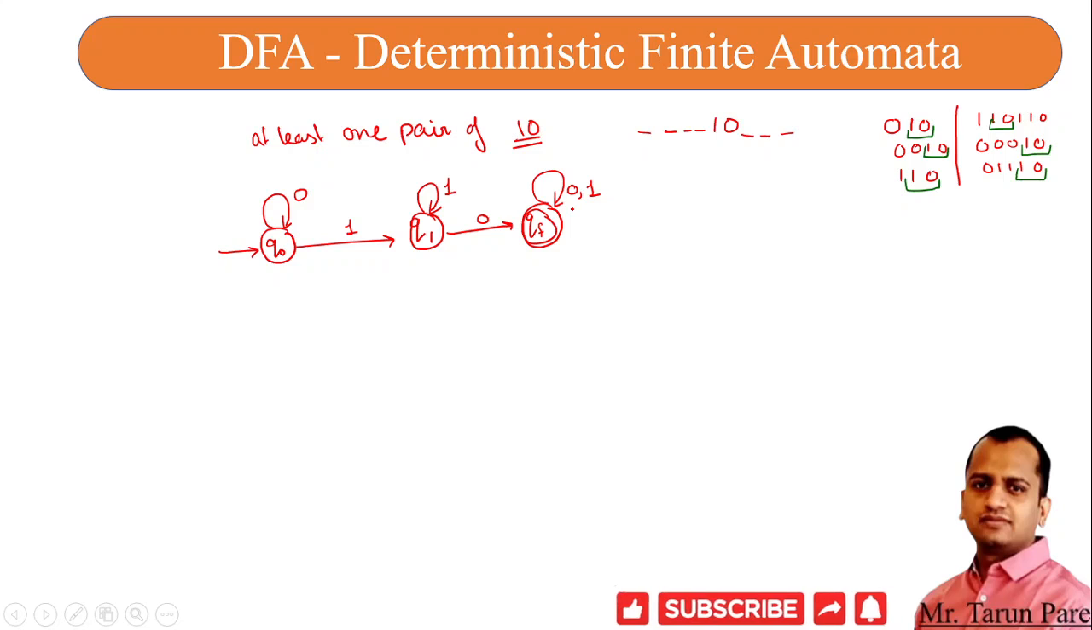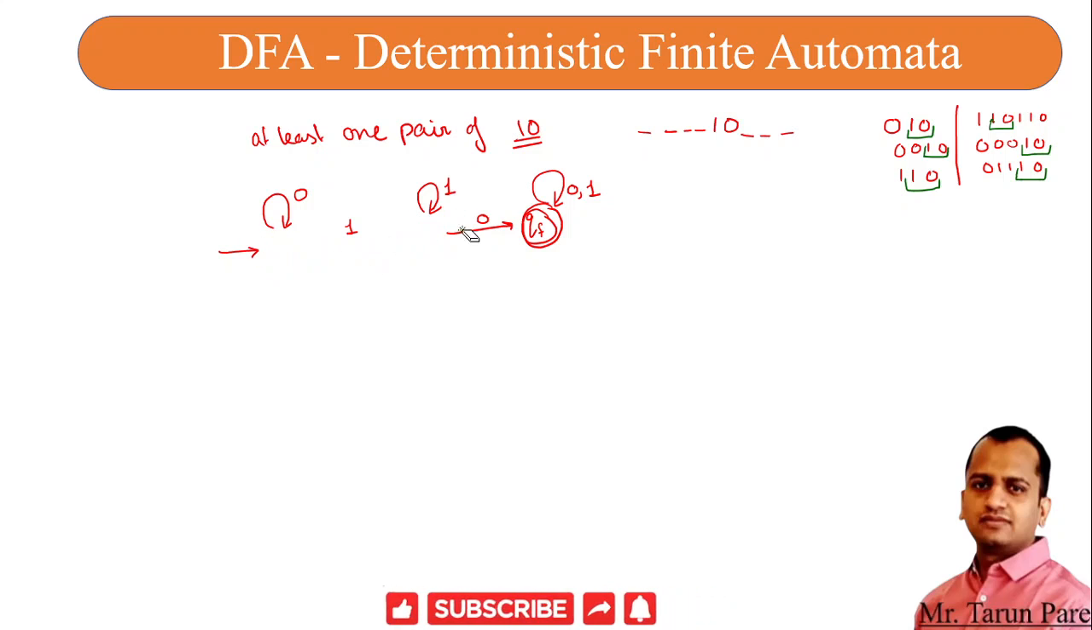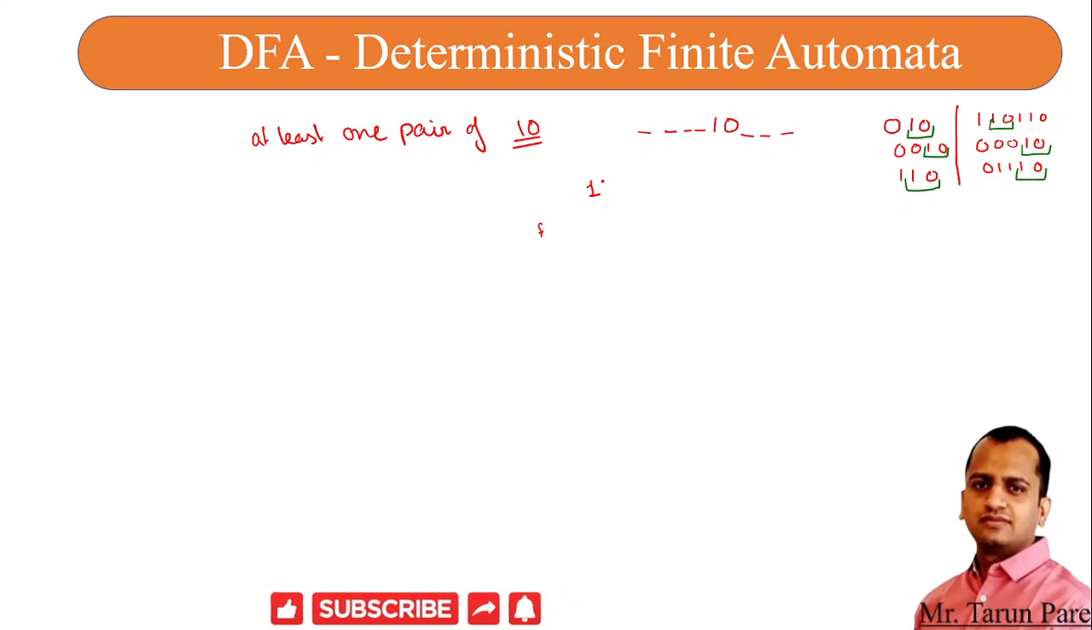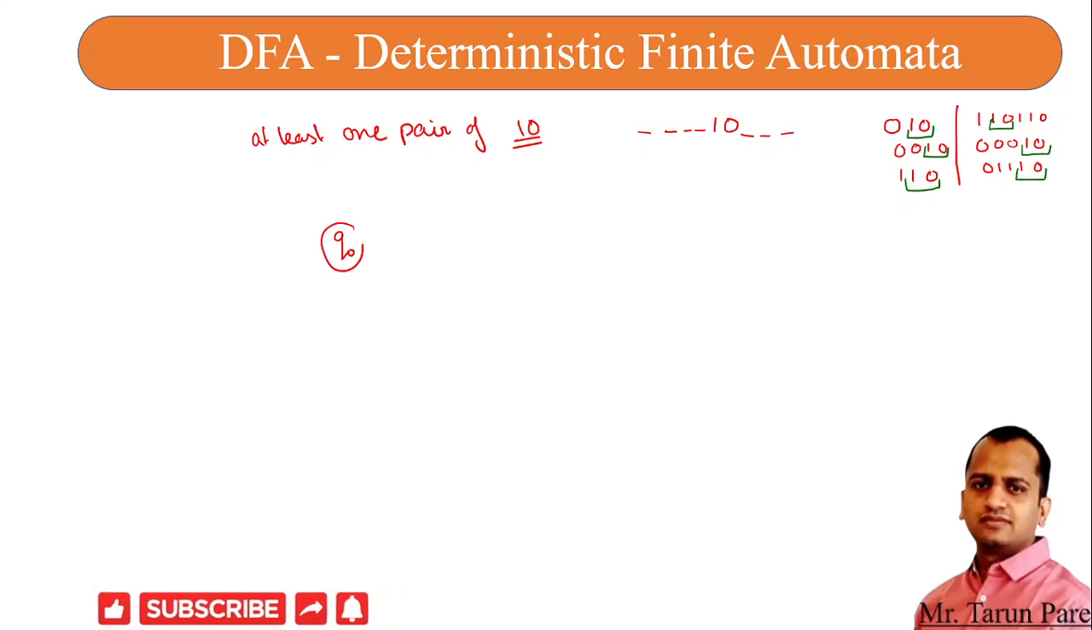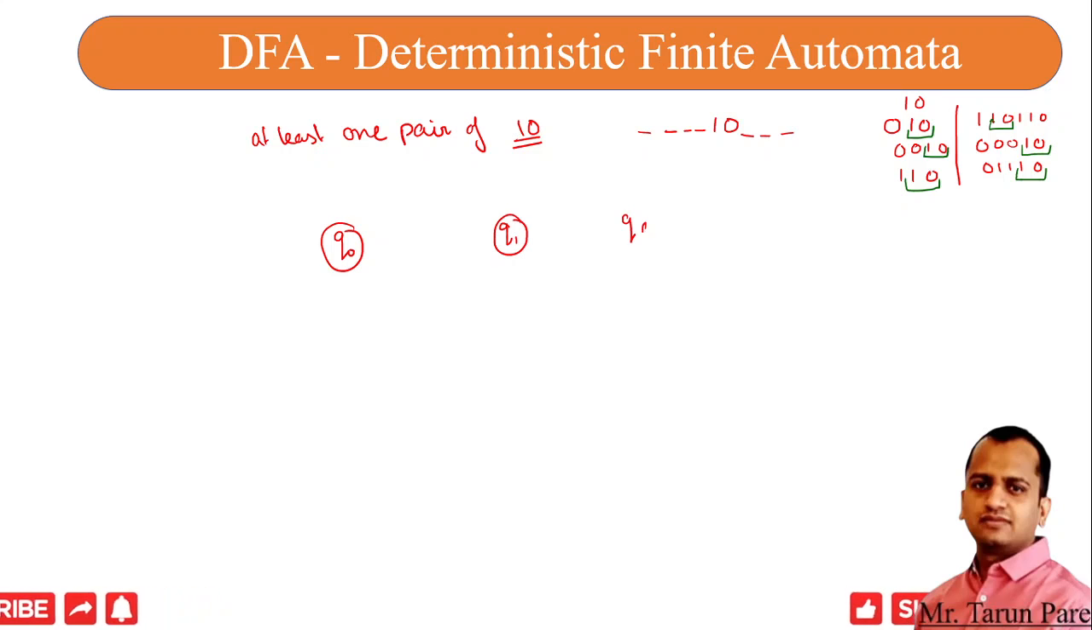I think this much is clear to all. If not, let me repeat the concept. Suppose you want to accept at least one pair of 1 0. So there is a q naught, and it will support 1 0 also. Q naught, q1, qf.